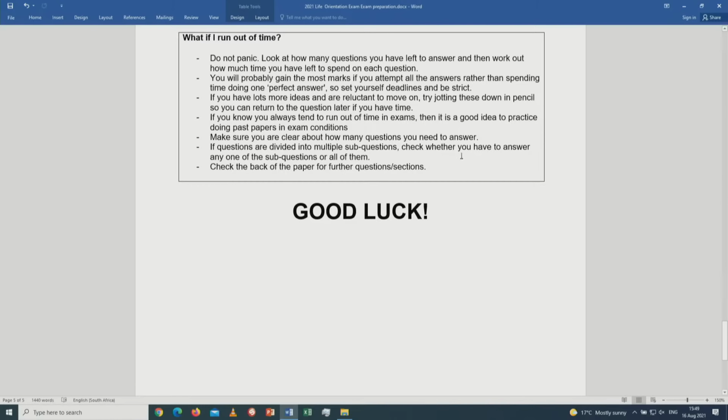If you know you always tend to run out of time in exams, perhaps you are a bit slow when it comes to finishing your exam writing in time, then it is a good idea to practice before the time. Take a full paper that you haven't seen before. You can go to the website.